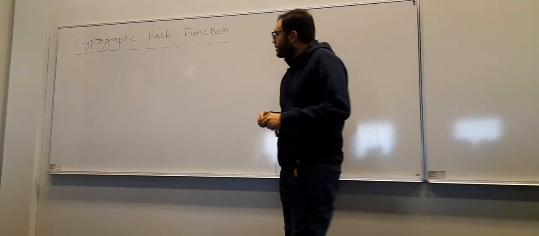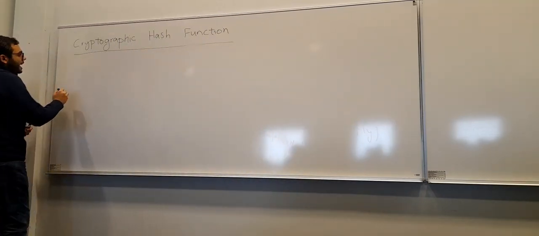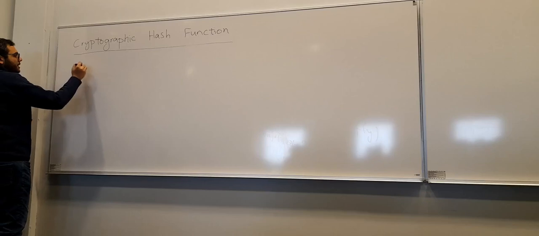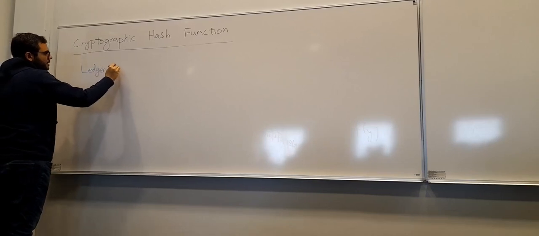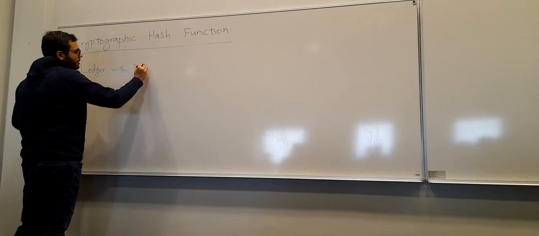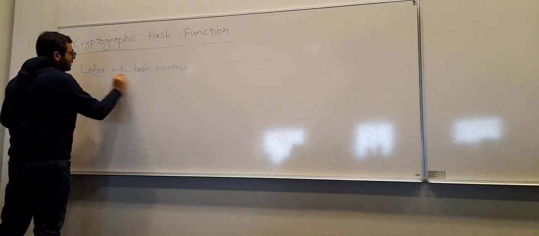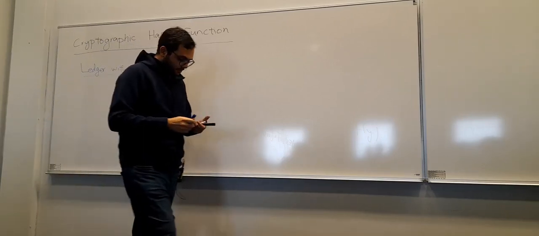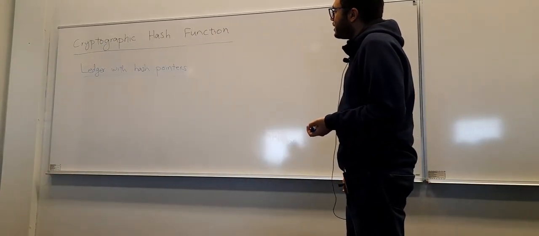But here's a completely different use case of hashes, and I'm going to use the hashes as pointers to create a ledger. So let's say I want a ledger with hash pointers. Now, the basic idea here is, again, very simple.